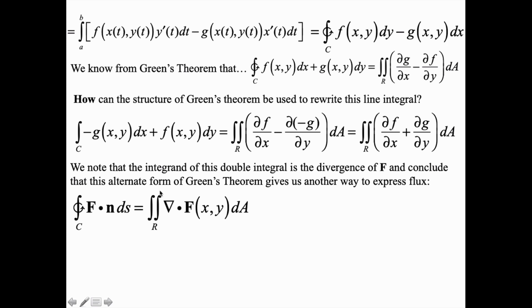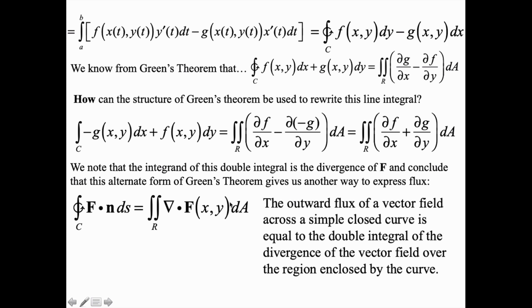So this is an alternate form, if you will, of Green's theorem, giving us another way to express flux. So we now bring it all together. If we wanted to express the flux using a line integral, that's the same thing as taking a double integral, over the region that the curve encloses, of the divergence of that vector field F. And oftentimes, evaluating this double integral could be a lot easier than trying to navigate through evaluation of a line integral.